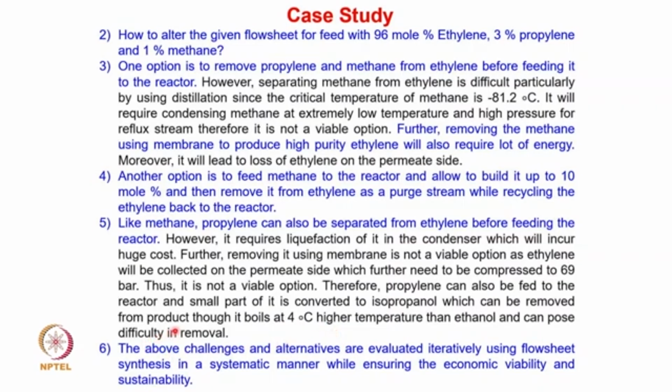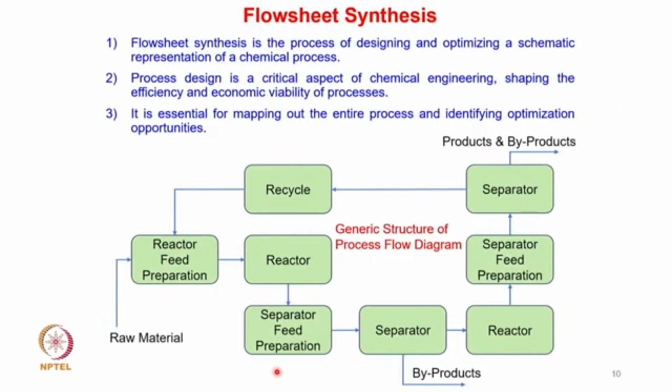So one can see that with respect to the impure feed, we have several challenges and there are several alternatives which we have to evaluate iteratively using flow sheet synthesis in a systematic manner while ensuring the economic viability and sustainability. So flow sheet synthesis is the process of designing and optimizing a schematic representation of a chemical process. Process design is a critical aspect of chemical engineering, shaping the efficiency and economic viability of the processes. It is essential for mapping out the entire process and identifying the optimization opportunities.